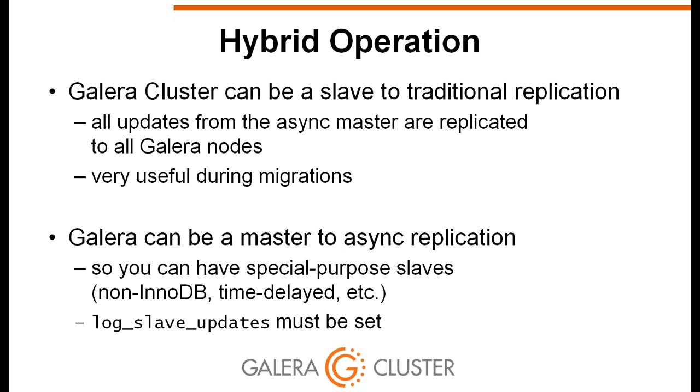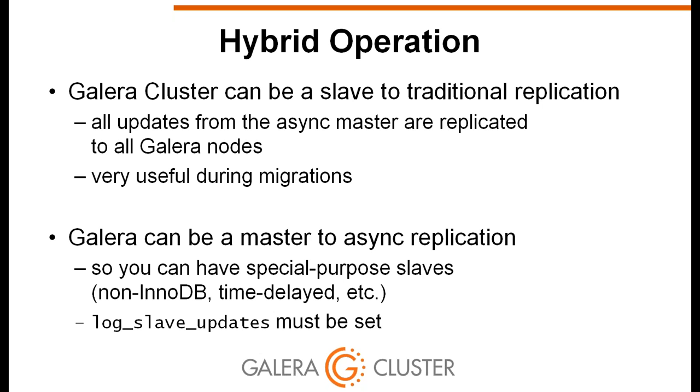Then Galera cluster can coexist with existing replication. A Galera cluster can be a slave to a traditional replication, which means that it can receive updates from a traditional asynchronous master, and it will replicate them to all Galera nodes. This is a very useful feature during migrations, and we will use it later in this presentation. And you can have a Galera cluster running in parallel to your existing replication infrastructure and receiving updates from your existing master.